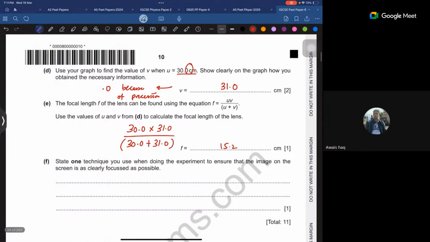Okay. Then it says state one technique you use when doing the experiment to ensure the image on the screen is as clearly focused as possible. So I think, and this is a common point you will learn with solving a lot of papers, whenever you're doing a light experiment, make sure to perform it in a dark room. That would help you focus the image, right? So yeah. Any questions, please let me know, okay?